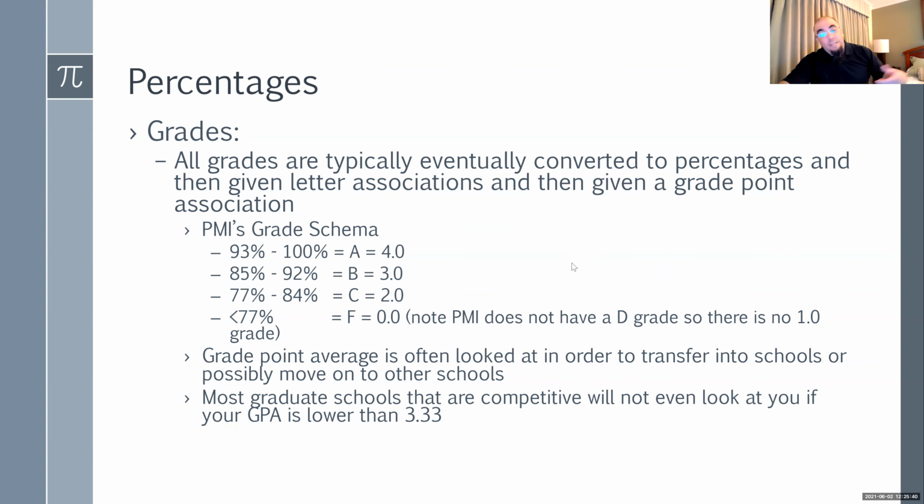But if you're going to something like a DPT program or a PA program or something like that, 3.33 is the minimum they're looking for. And you're usually competing with students that are pretty close to a 4.0 average.